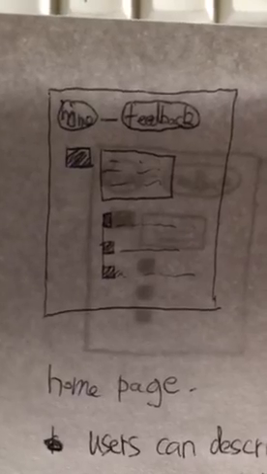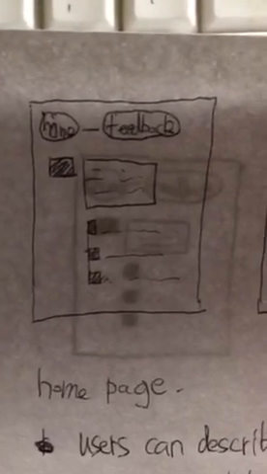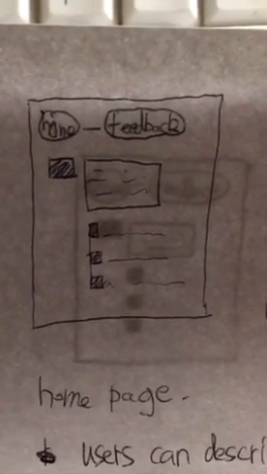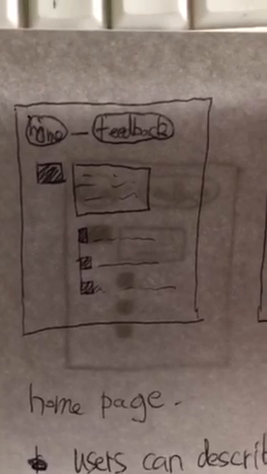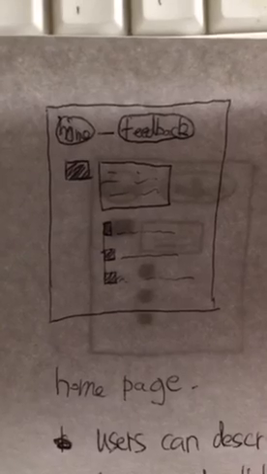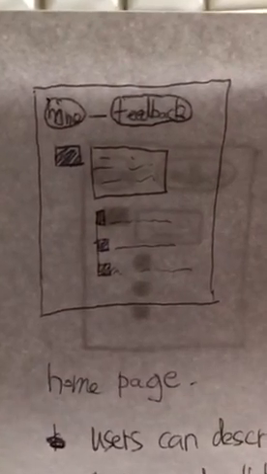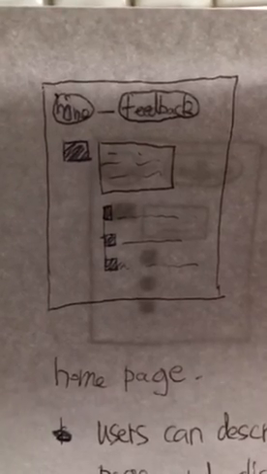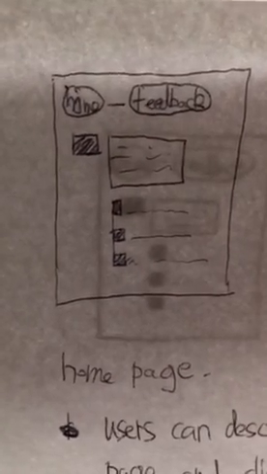Feedback means when users click the button, they can see all the feedback from the users, and maybe something the users are interested in, and maybe they can be good friends. And the second one is history. That means users can see all messages the users have sent.